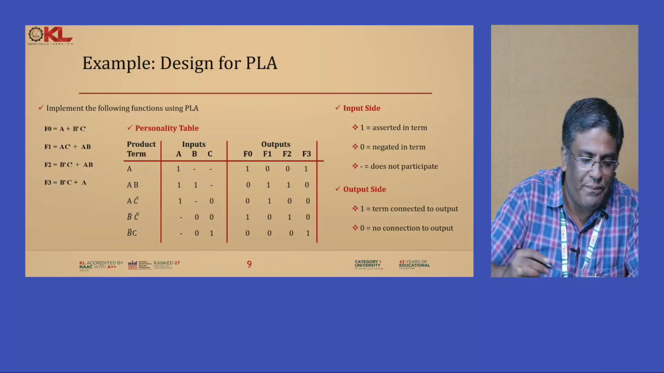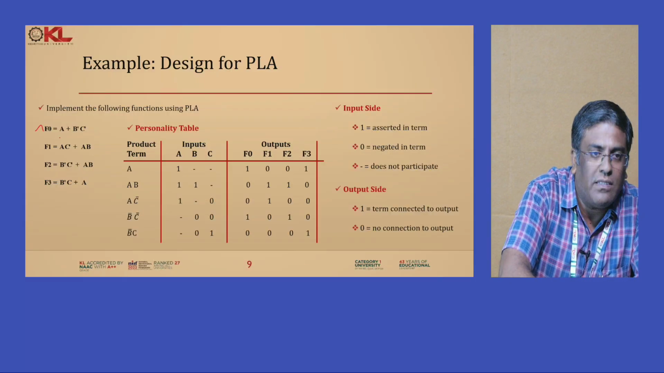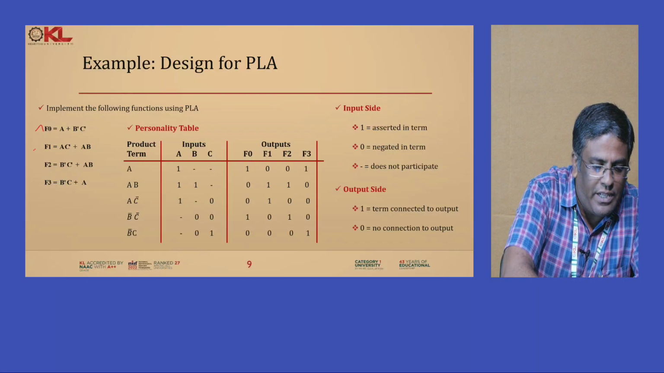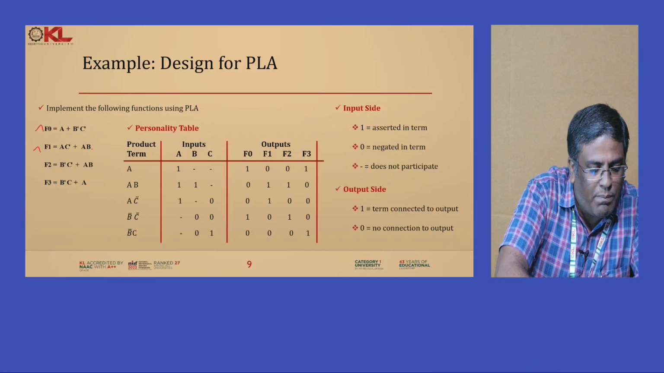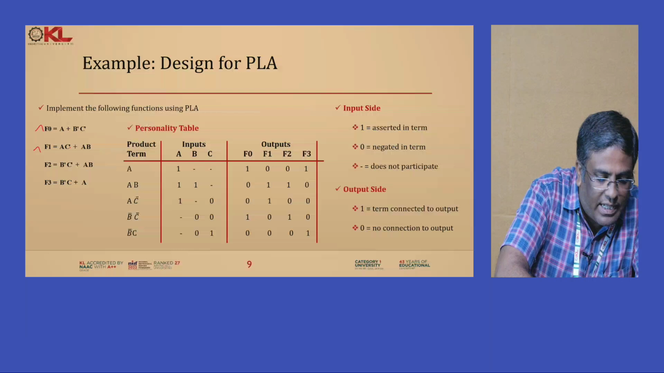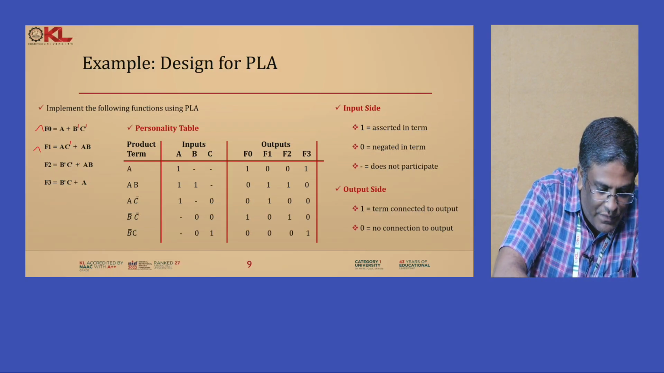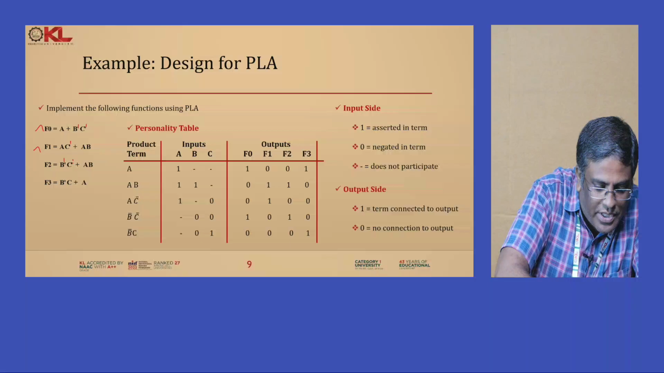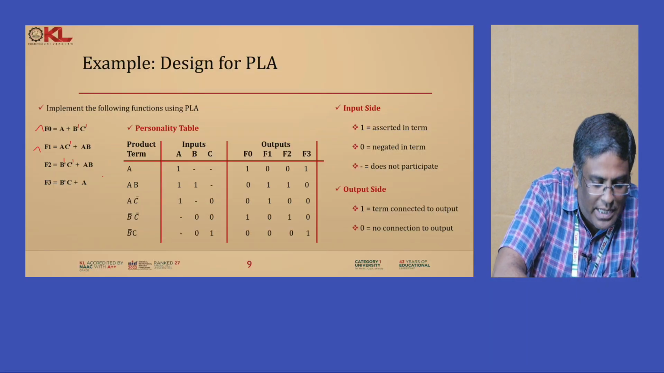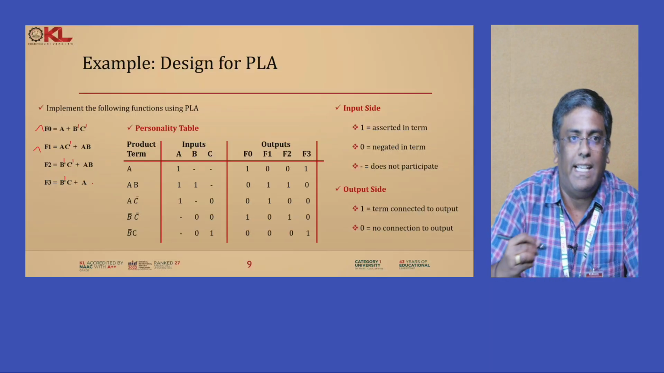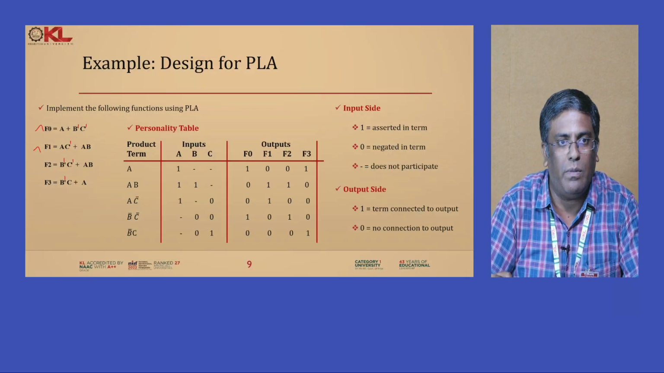How come? Let's see that. What is the functionality of F0? F0 is nothing but a plus b bar c bar. F1 is nothing but ac bar plus ab, and F2 is nothing but b bar c bar plus ab, and F3 is nothing but b bar c plus a. That is what is going to be available.